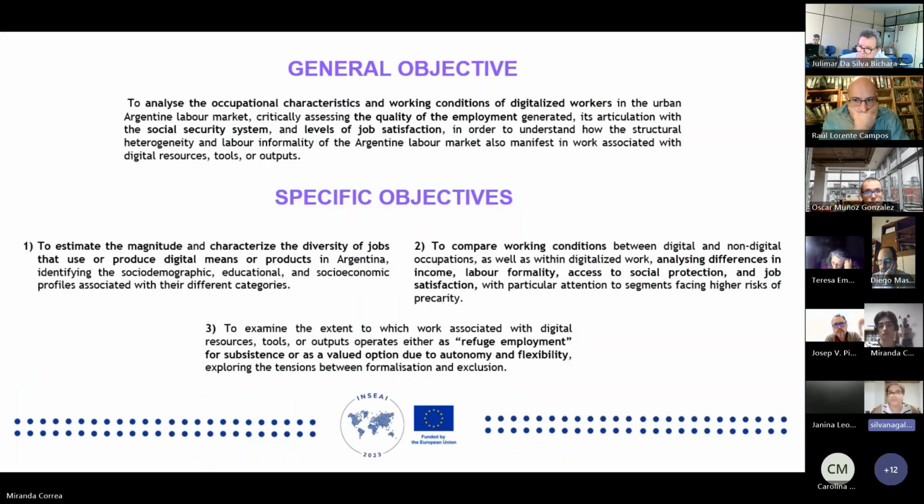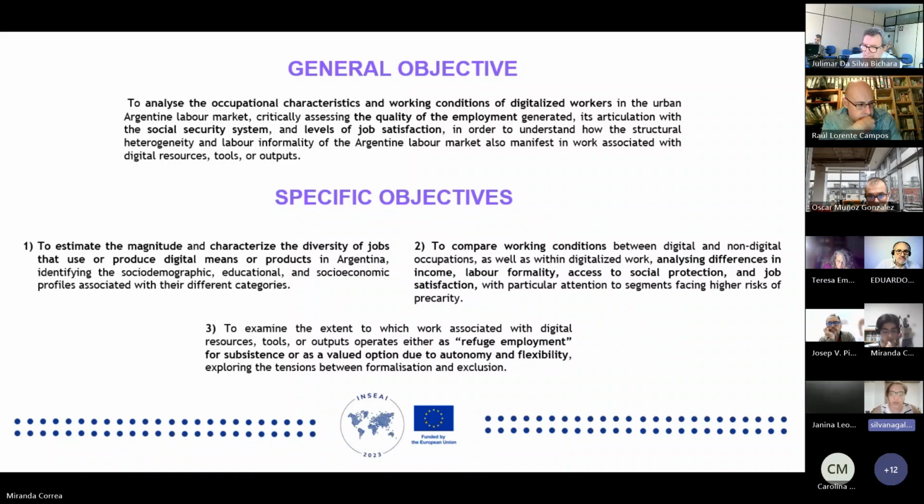To achieve this, we define one general objective and three specific ones. The general objective is to analyze the occupational characteristics and working conditions of digitalized workers in the urban Argentine labor market, critically assessing the quality of the employment generated, its articulation with the social security system, and levels of job satisfaction, in order to understand how the structural heterogeneity and labor informality of the Argentine labor market also manifest in work associated with digital resources, tools, or outputs.